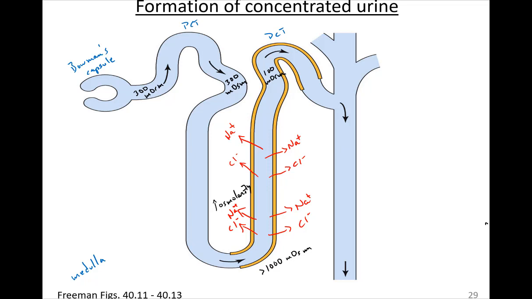So now we can turn our attention back to the descending limb of the loop of Henle and think about what happens to the filtrate in the descending limb as it flows along and enters an environment where the surrounding interstitial fluid has a very high osmolarity. What kind of gradient would that set up that might drive the movement of water, either in or out of the tubule?